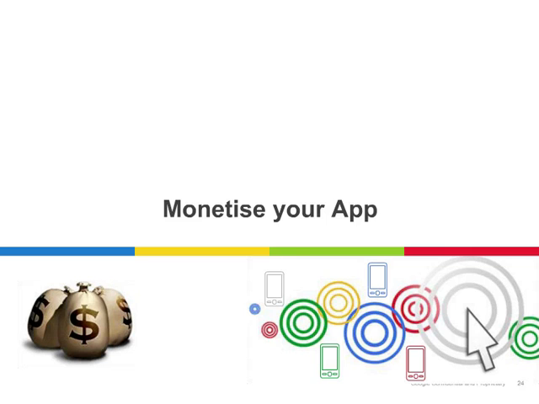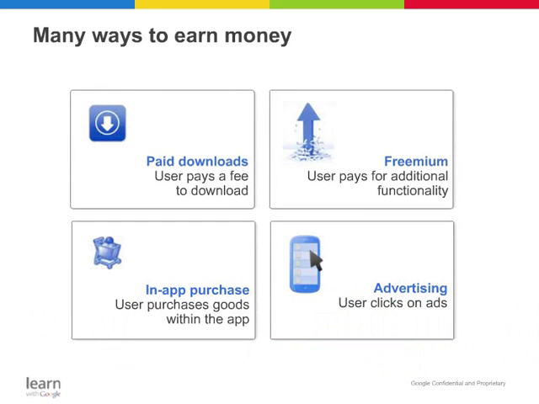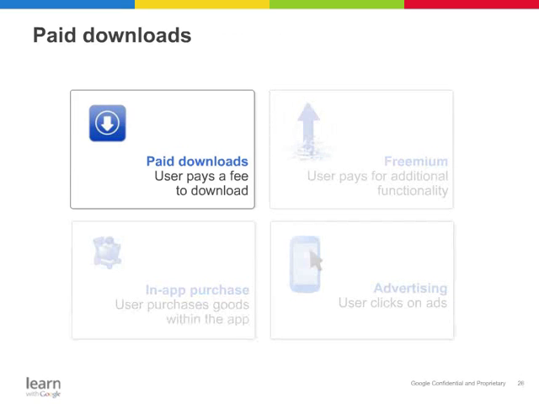There are 4 common ways that developers monetize their apps, and we'll do a deep dive into each of these. The first one is paid downloads. This is where a user pays you to download your app. It's usually a one-time payment, and the user will have unlimited access to the app after the initial payment.